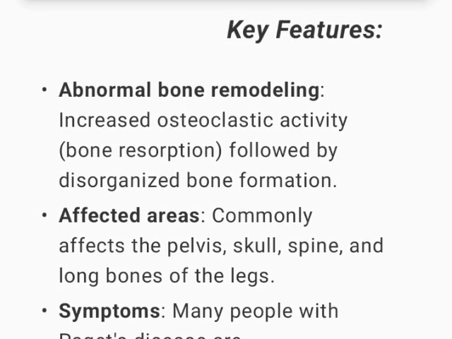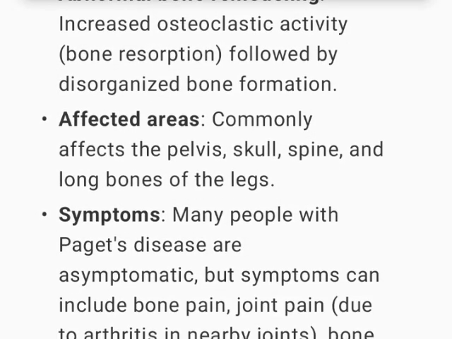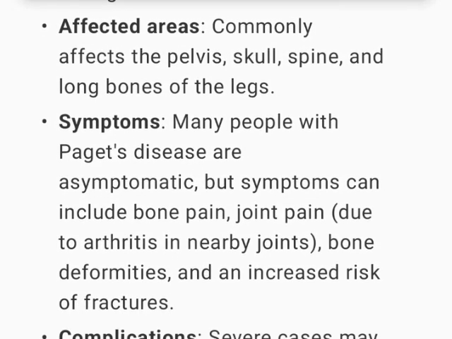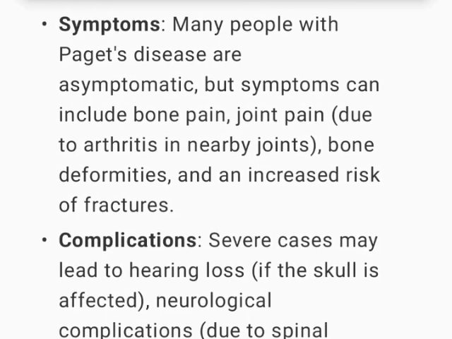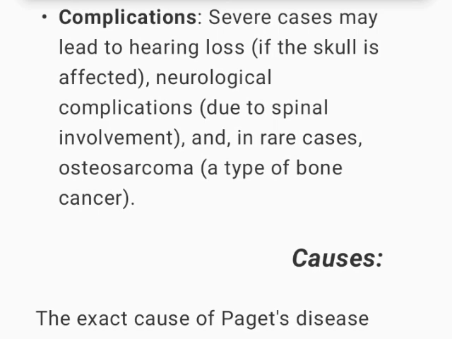Key features: abnormal bone remodeling, increased osteoclastic activity, bone resorption, followed by disorganized bone formation. Affected areas commonly include the pelvis, skull, spine, and long bones of the legs. Symptoms: many people with Paget's disease are asymptomatic, but symptoms can include bone pain, joint pain due to arthritis in nearby joints, bone deformities, and an increased risk of fractures.